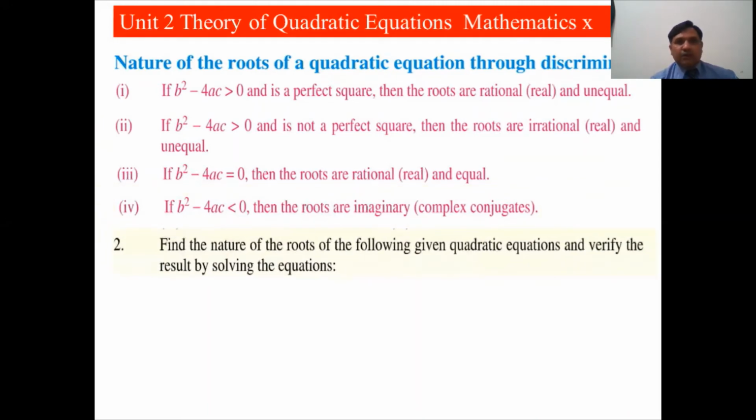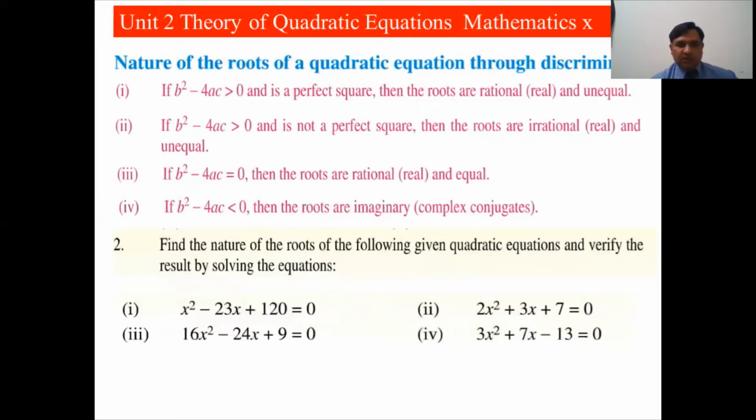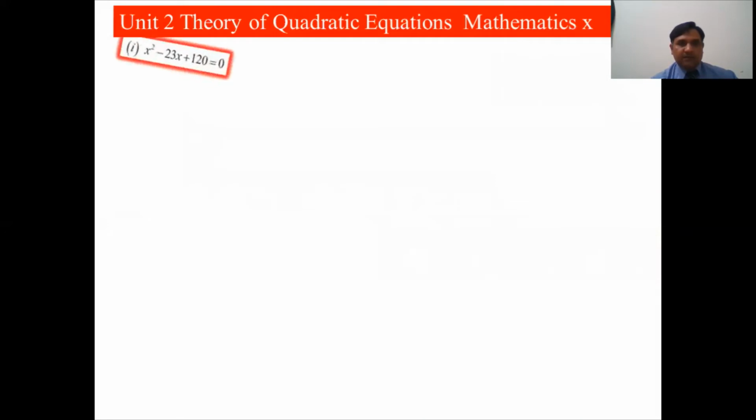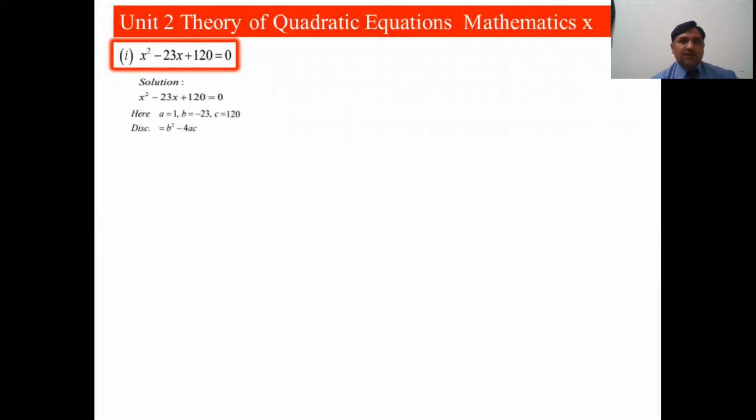Exercise 2.1 question 2. Find the nature of the roots of the given quadratic equation and verify the result by solving the equation. So these are questions, parts 1, 2, 3, and 4. Part 1: x square minus 23x plus 120 is equal to 0. Solution. Here a is equal to 1, b is equal to minus 23, and c is equal to 120.